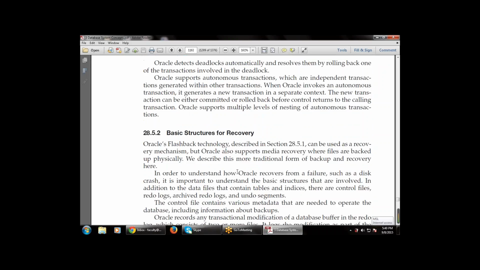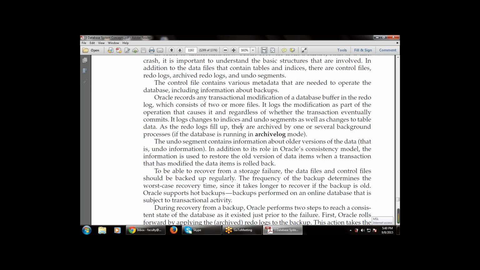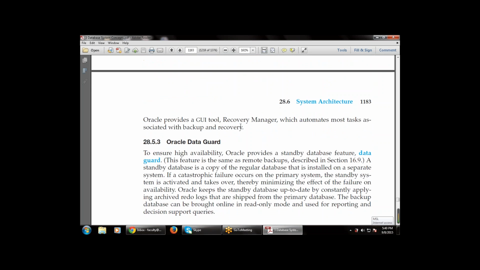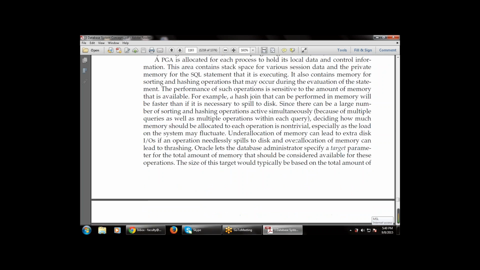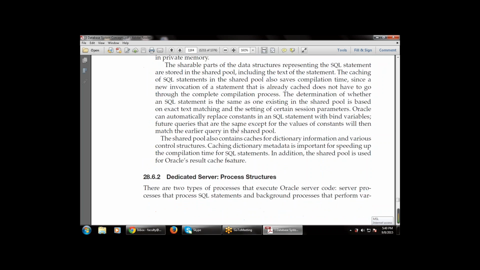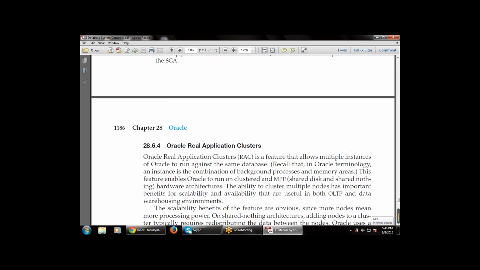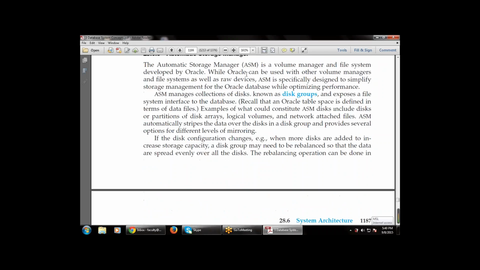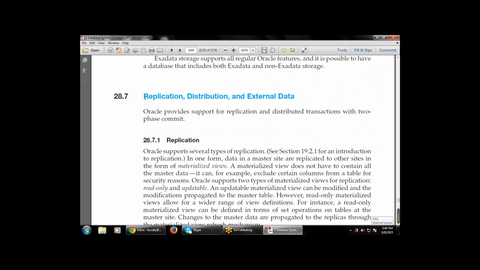The structure that Oracle uses to recover from failures such as a disk crash, since it is very important to understand the basic concepts. Then Oracle Data Guard, that is also used. Next, system architecture, there are various architectures used for the system scenarios. Then shared server configuration, in which the shared memory part will be used. Then Oracle access to data. Then next is the replication of data, distribution and external data.